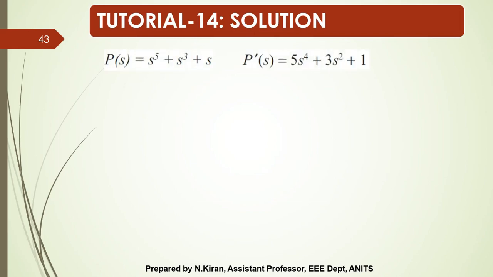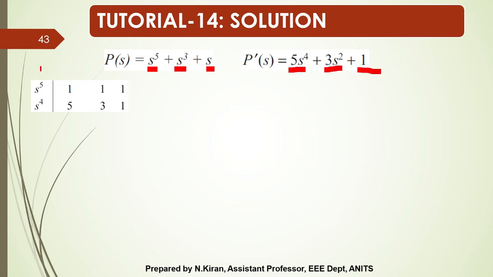So the highest order is odd terms. Anyhow, the coefficients, the first will be 1, 1 and 1 since this is an odd function. So on derivative we obtain an even function, isn't it? And the coefficients are 5, 3 and 1.